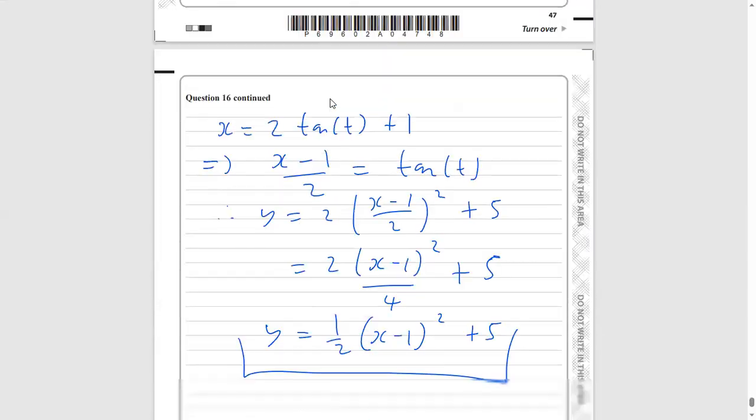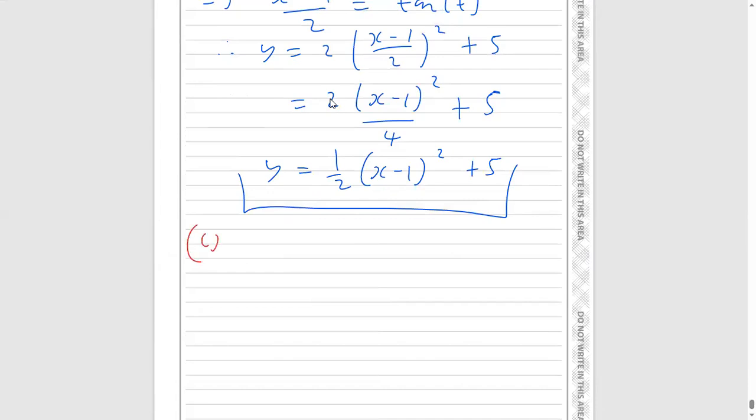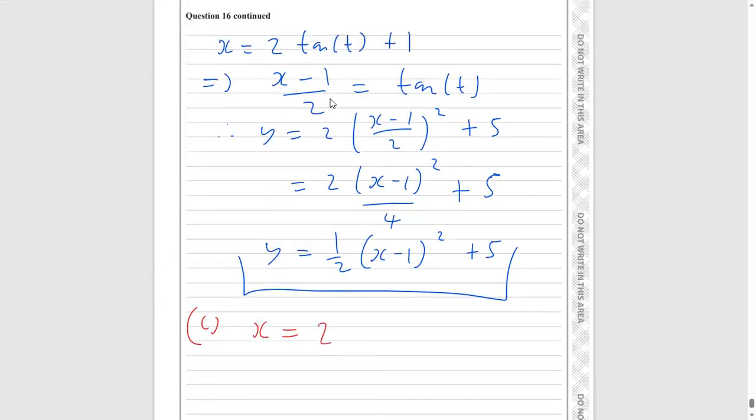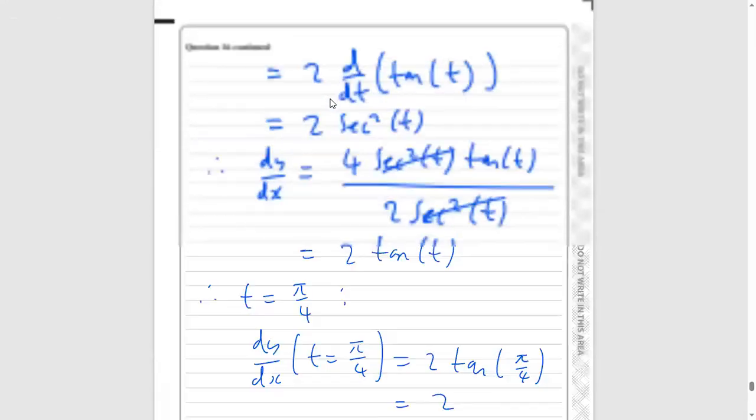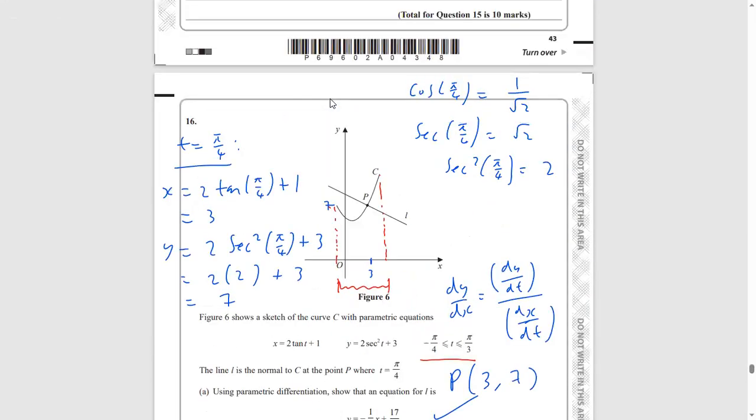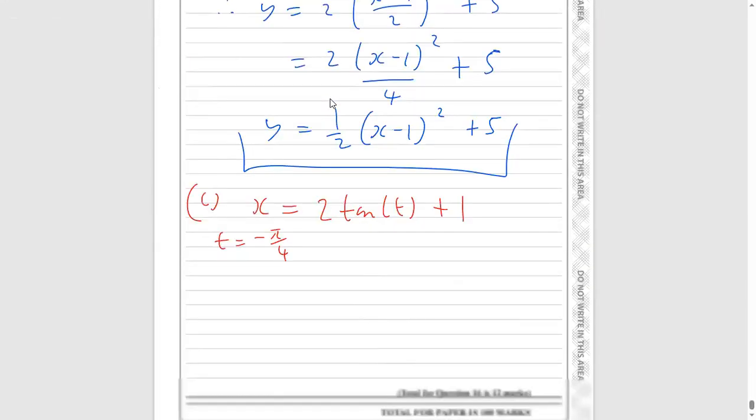So part C. Again, the x values are defined by 2 tan t plus 1. I'm going to plug in t equals minus pi over 4. That was our lowest t value possible. Again, if we go back to the question, that's our lowest t value possible. So I plug that into my equation and I get x equals 2 times tan of minus pi over 4 plus 1. Now, tan of minus pi over 4 is actually minus 1. So we've got 2 times minus 1 plus 1. That's going to give us minus 1, since minus 2 plus 1 is minus 1.